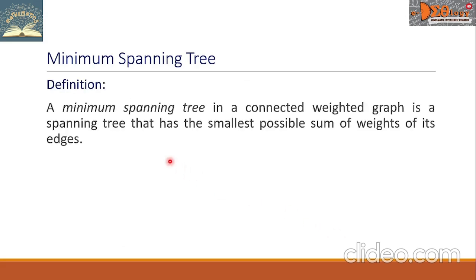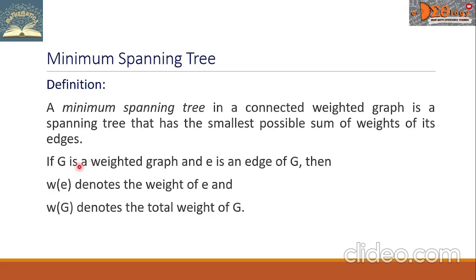Let's define minimum spanning tree. A minimum spanning tree in a connected weighted graph is a spanning tree that has the smallest possible sum of weights of its edges. If G is a weighted graph and e is an edge of G, then w(e) denotes the weight of e, and w(G) denotes the total weight of G.